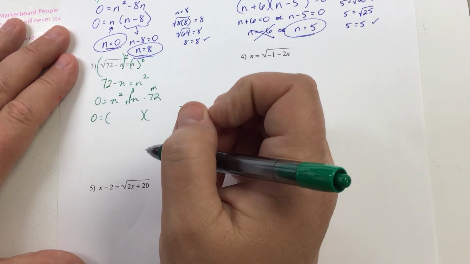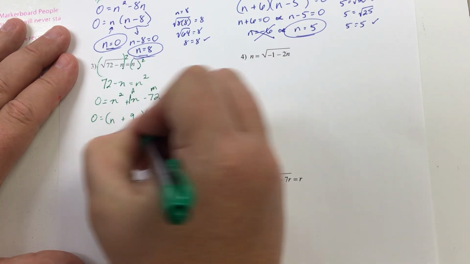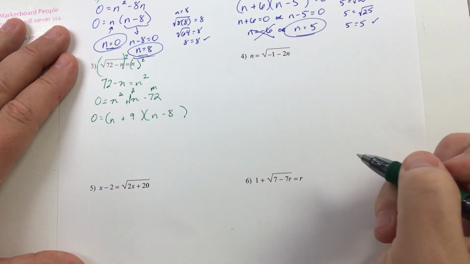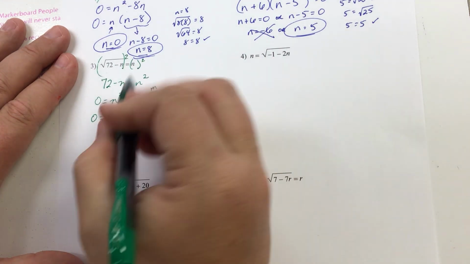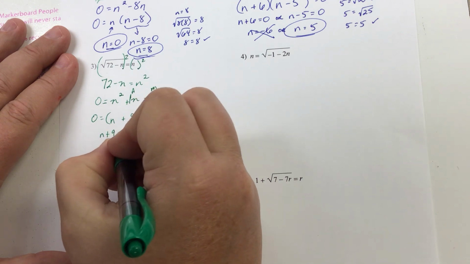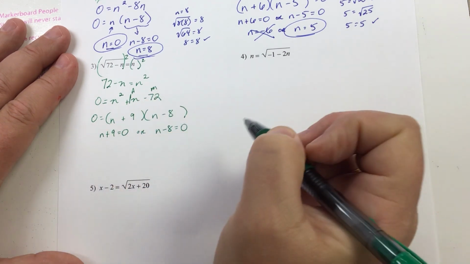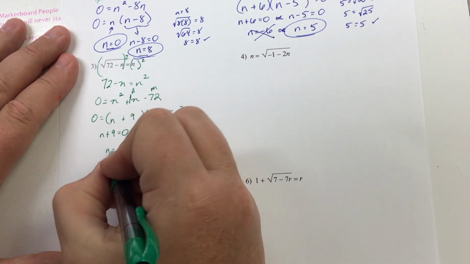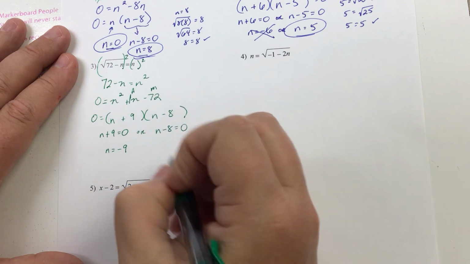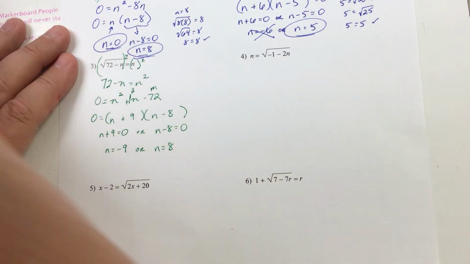So hopefully you're thinking of two. I'm thinking of a positive 9 and a negative 8. So again, to finish solving here, we're going to set each factor equal to 0. So n plus 9 equals 0, or n minus 8 equals 0. In the first case, if I subtract 9 from both sides, n would equal negative 9. In the second case, if I add 8 to both sides, n would be a positive 8.